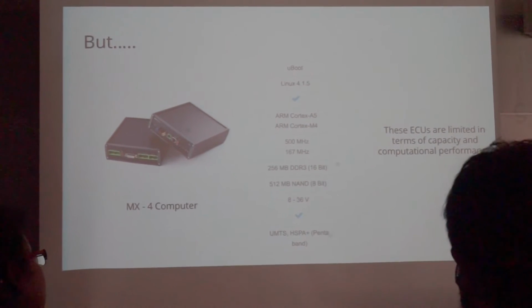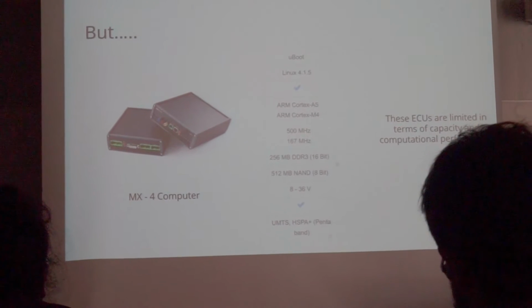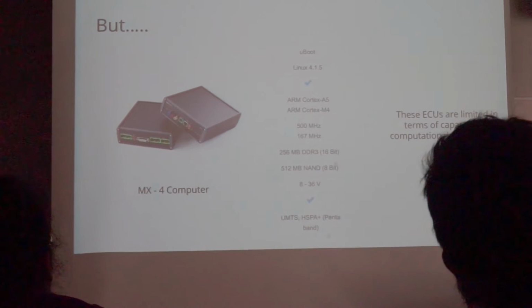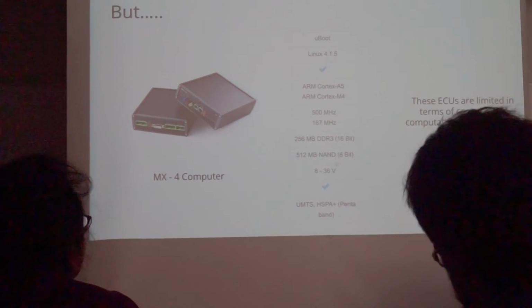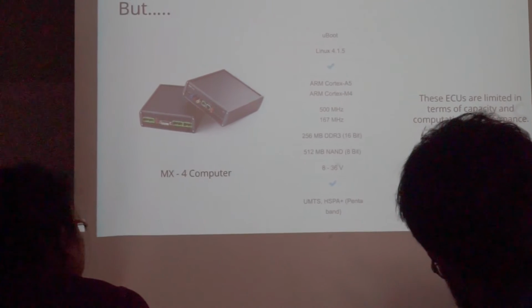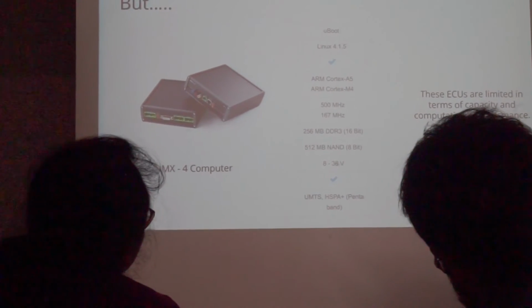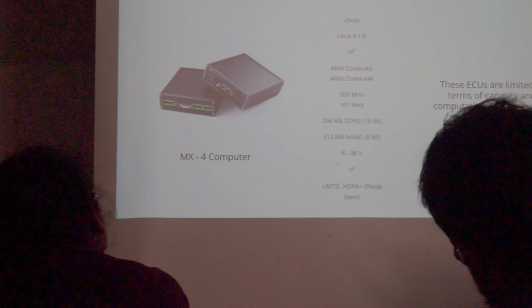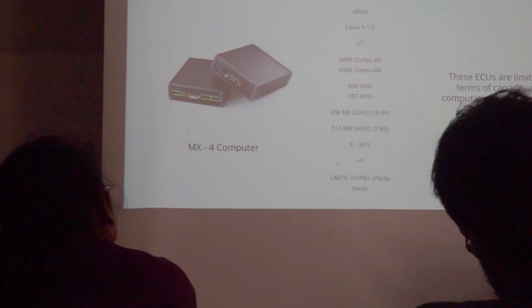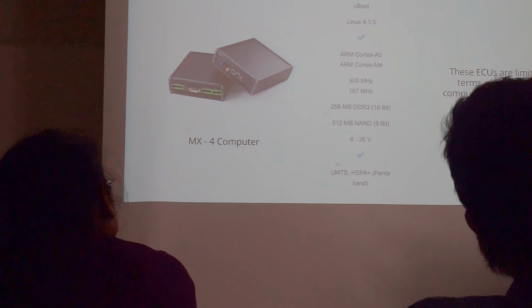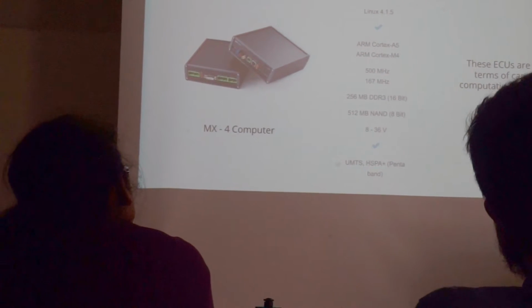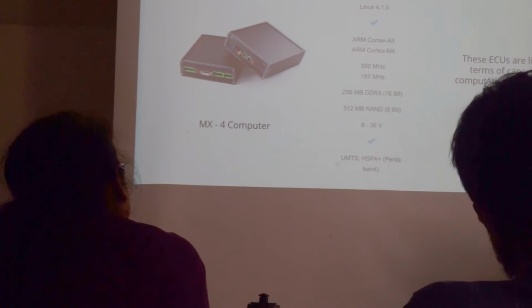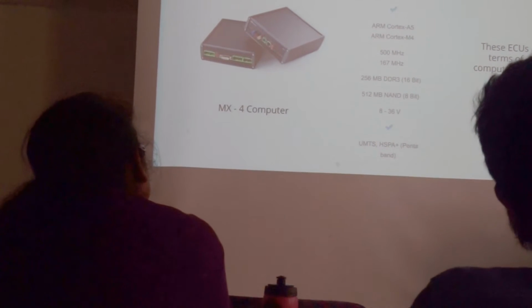Again, as you can probably guess, these ECUs are pretty much limited in terms of capacity. For example, the MX4 computer that I was working on for this thesis work had like 500 megahertz of processor speed and 256 of DDR RAM. And if I remember correctly, it had like 500 MB of hard disk. So they're pretty limited.